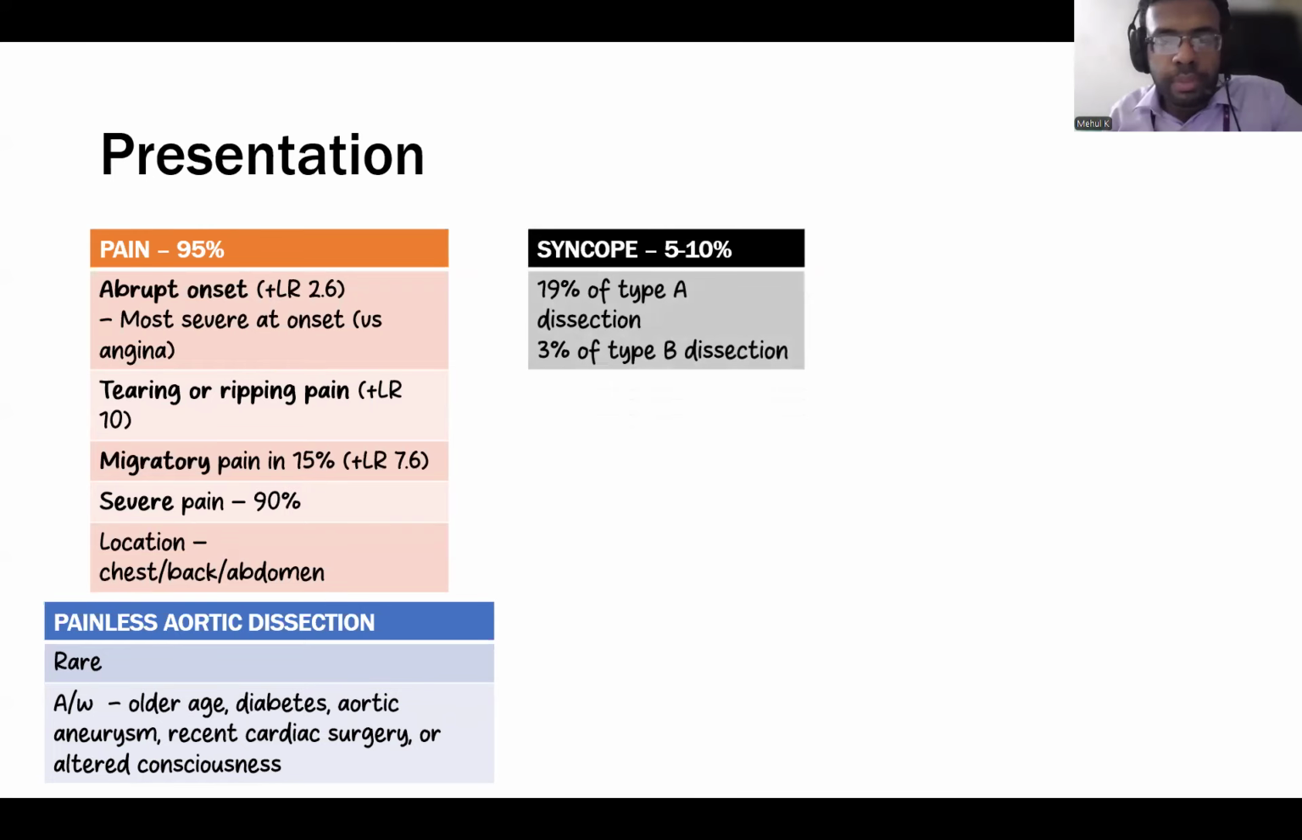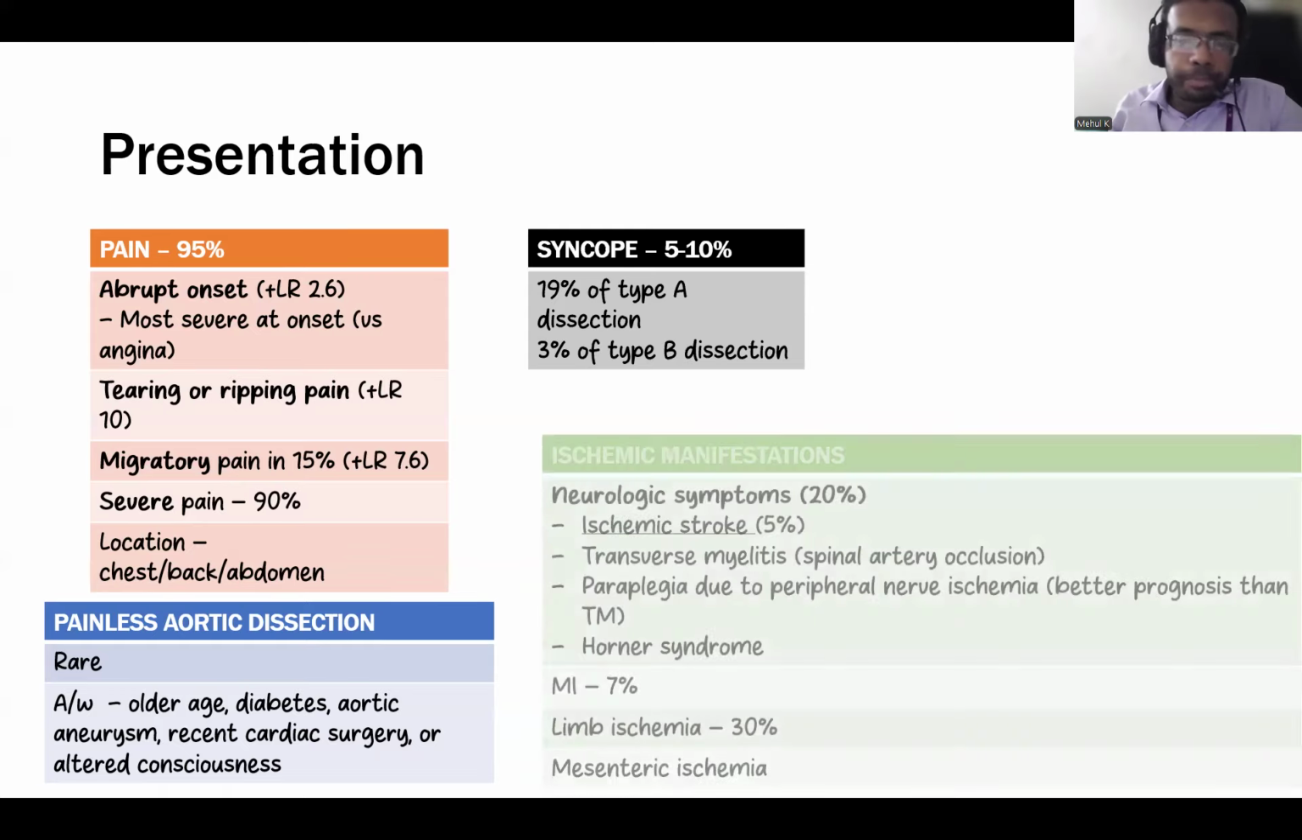Syncope occurs in 5 to 10% of the cases. Remember that aortic dissection is not a common cause of syncope. So for all the cases of syncope that you see on a day-to-day basis, aortic dissection is going to be a very rare cause. But in all cases of aortic dissection, around 5 to 10% will present with syncope, and it is more common in type A compared to type B.